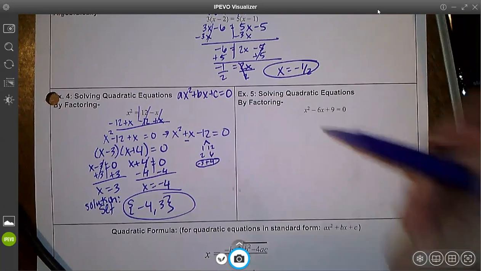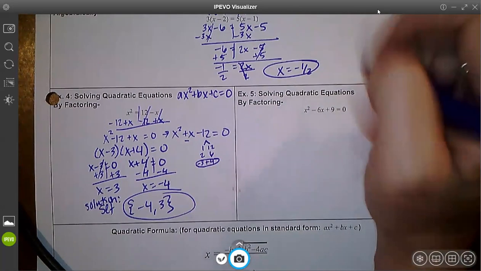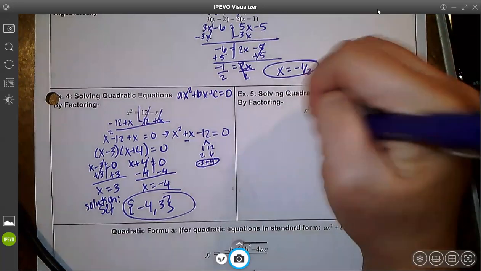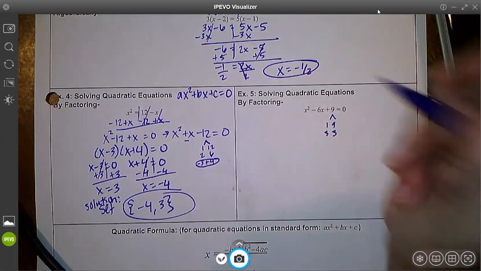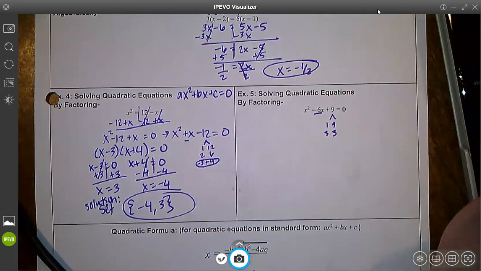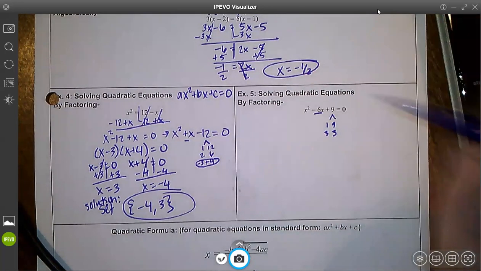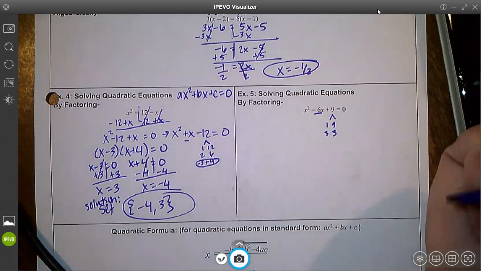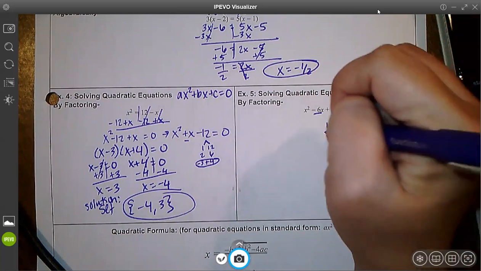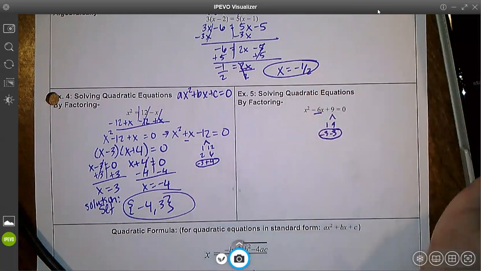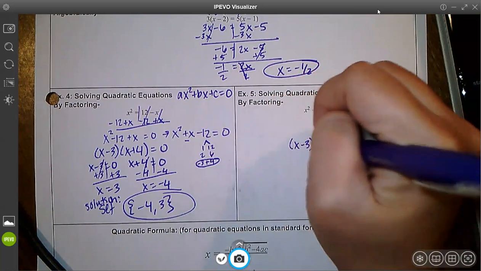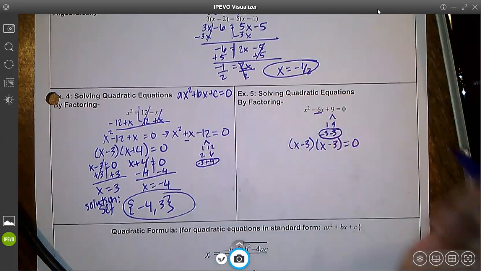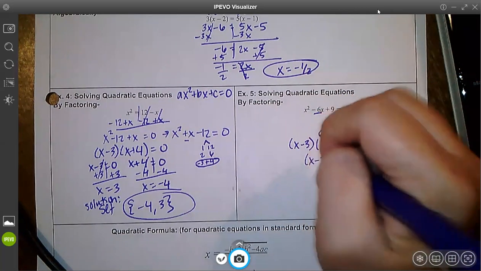Factoring this one, it's already in standard form with 0. So I'm going to list my factors of C, 1 and 9, 3 and 3. I need the pair of factors that will add or subtract to give me B, which is negative 6, because my A value is 1. So to get negative 6, I'll use negative 3 and negative 3. So I have x minus 3 times x minus 3. This is also equal to x minus 3 squared.